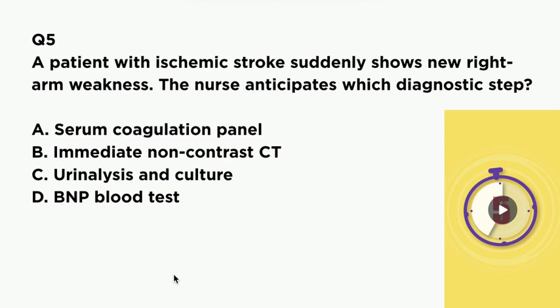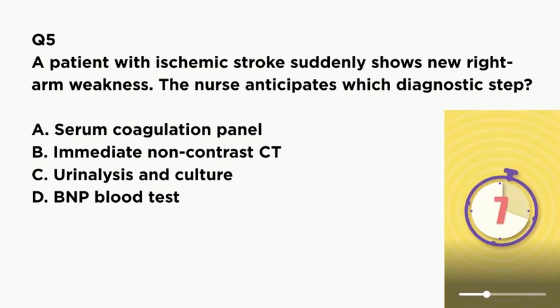A patient with ischemic stroke suddenly shows new right arm weakness. The nurse anticipates which diagnostic step? The 10-second timer is on. Okay, so question number 5, the correct answer is letter B. A non-contrast CT rapidly identifies bleeding and directs early stroke management.